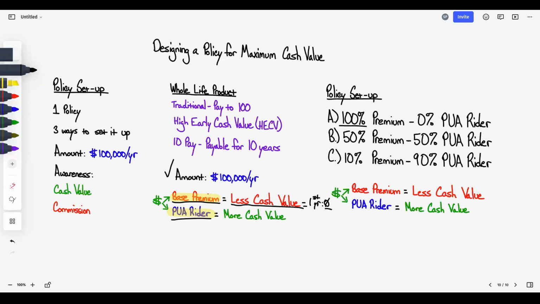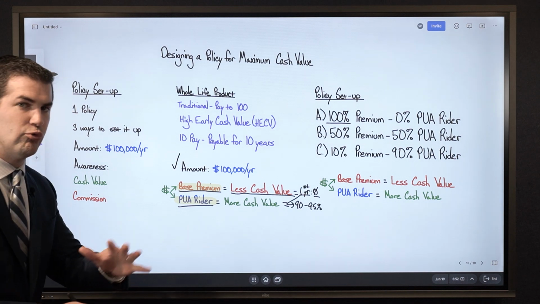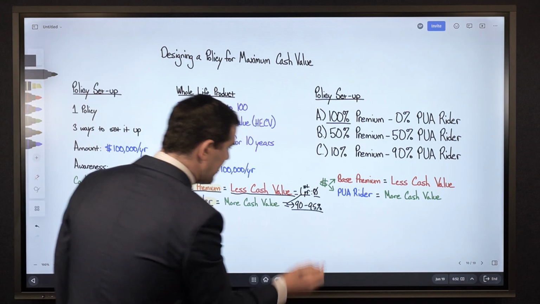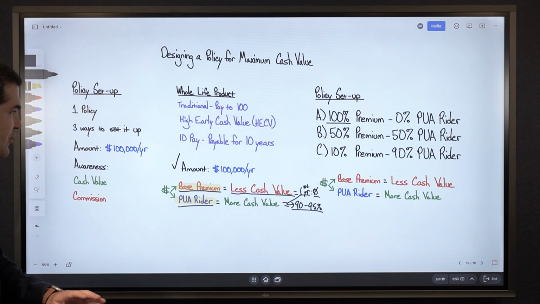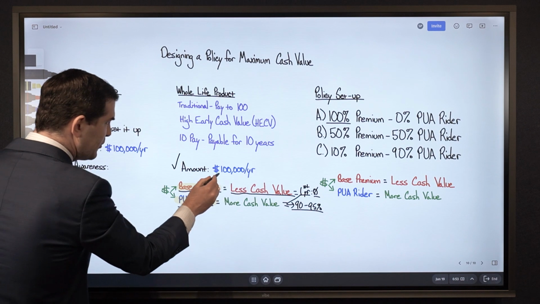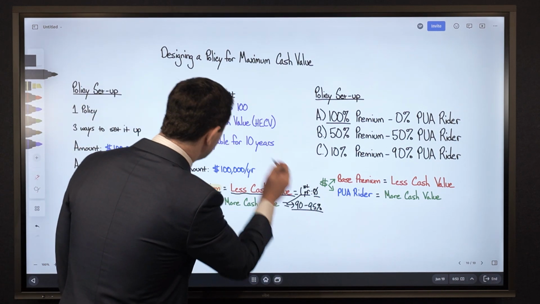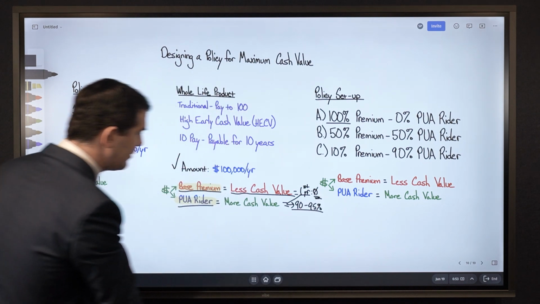Whereas this PUA rider, whatever the dollar amount is that you pay toward that PUA rider, typically 90 to 95% of it shows up in cash value in the first year. Then it begins compounding and we see our money quickly recapture the lost 5 to 10% there. You'll see it when we go through the numbers. But with these different options, 100% means 100% of that $100,000 goes toward the insurance premium. And with a traditional policy, I would see zero show up in cash value.